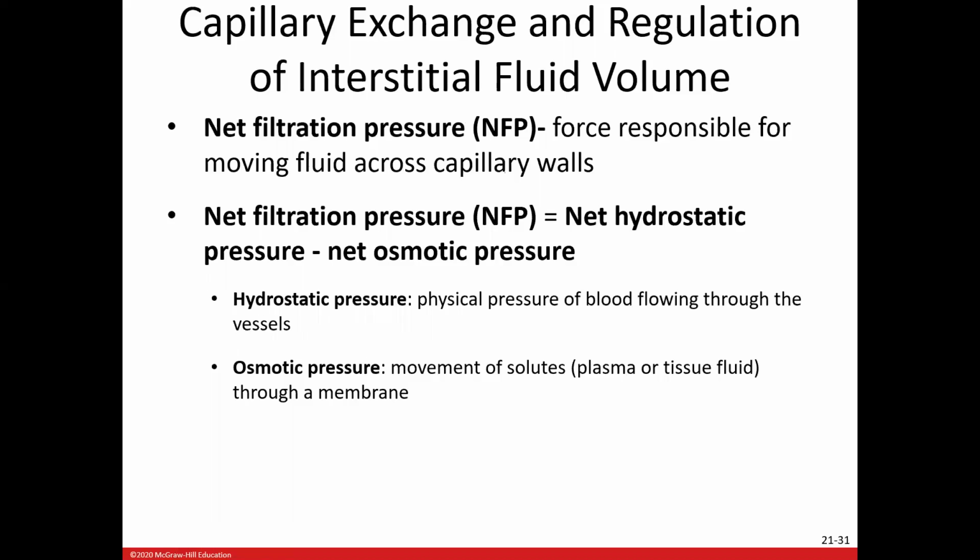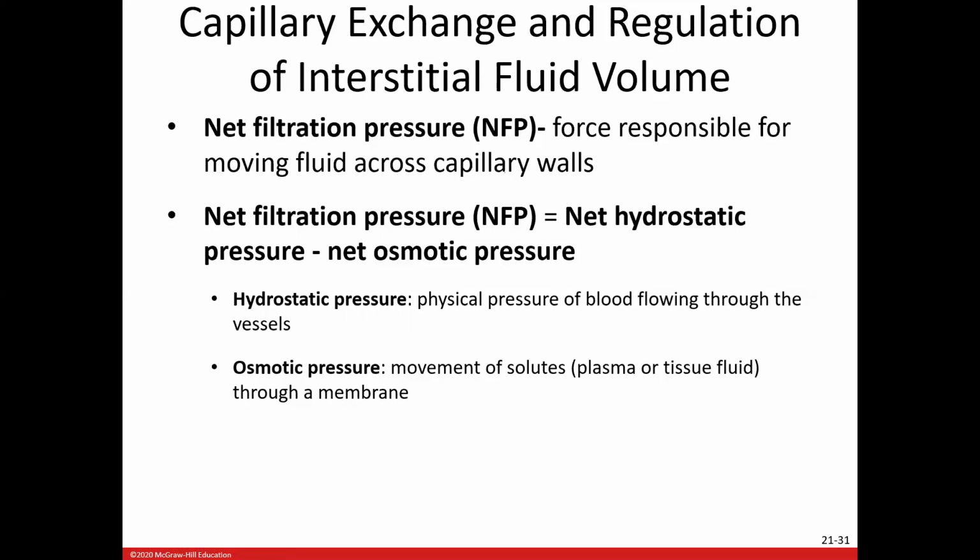And this is just the force that establishes the gradient moving the fluid across the capillary walls, the fluid in this case being largely blood and some plasma. And net filtration pressure, or NFP, is equal to the net hydrostatic pressure minus the net osmotic pressure. So hydrostatic pressure is just the pressure of the blood and the blood cells on the vessels. And then osmotic pressure is basically just the pressure of the plasma and any other tissue fluid, which is primarily water, but there's some other solids there as well. So hydrostatic pressure, pressure of blood; osmotic pressure, pressure of plasma and tissue fluid.